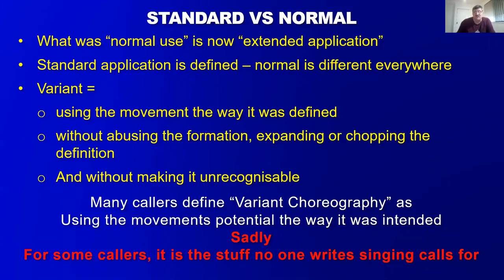We had a bit of a discussion earlier about wheel around and reverse wheel around. These days, it's often put to us as variant choreography is using the call to its potential. Oh, that standard now seems to become a variant movement is really anything that somebody hasn't written choreography for or hasn't written a singing call for, and that becomes the difficult stuff. Nobody's taken the time to write a singing call, so I can't use it. I'll just teach something off the next program.